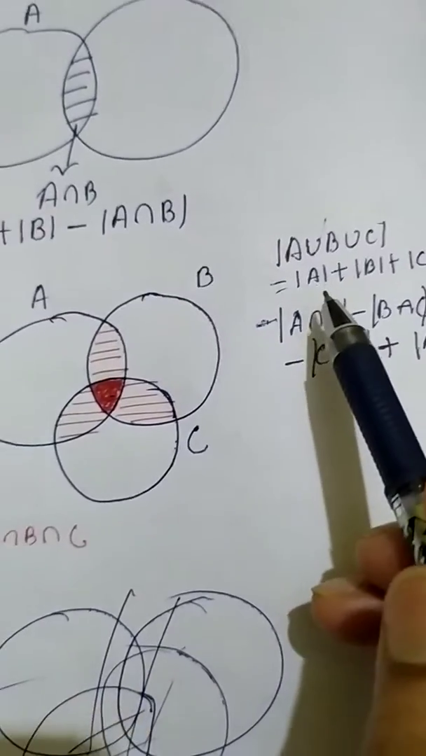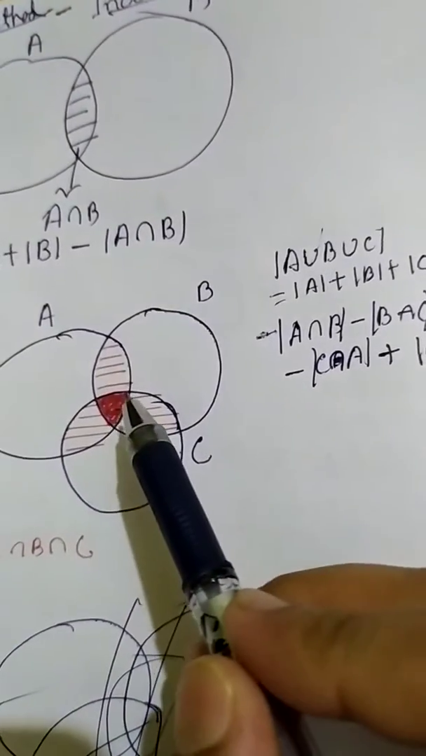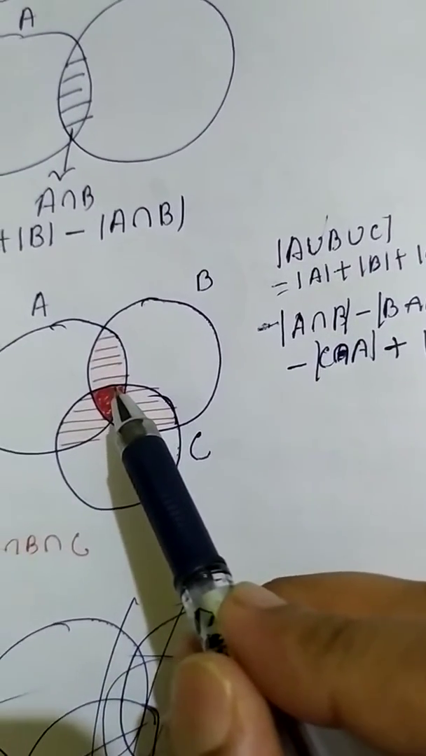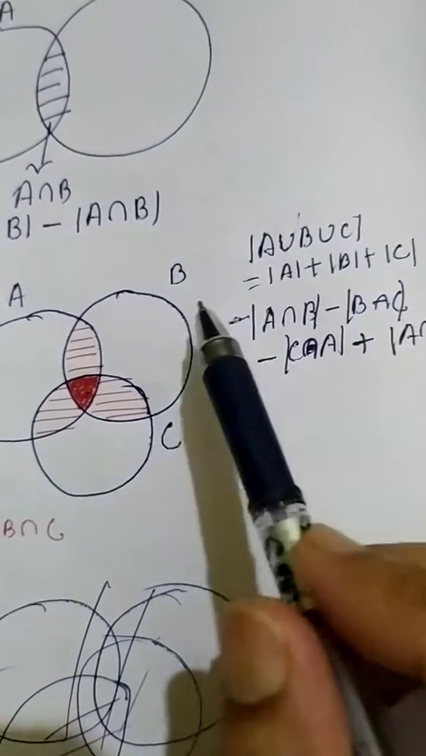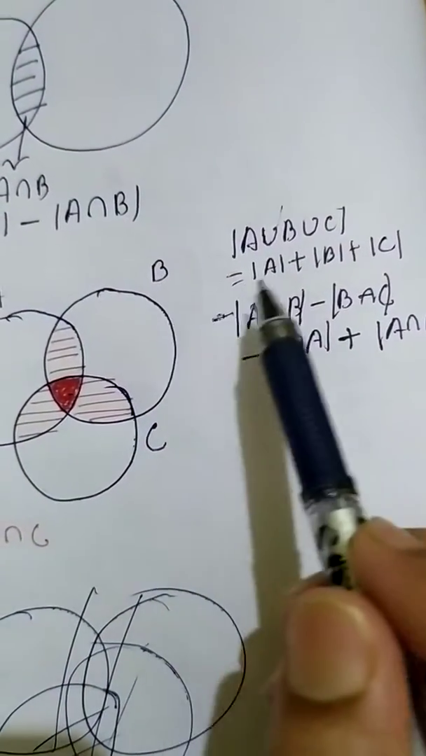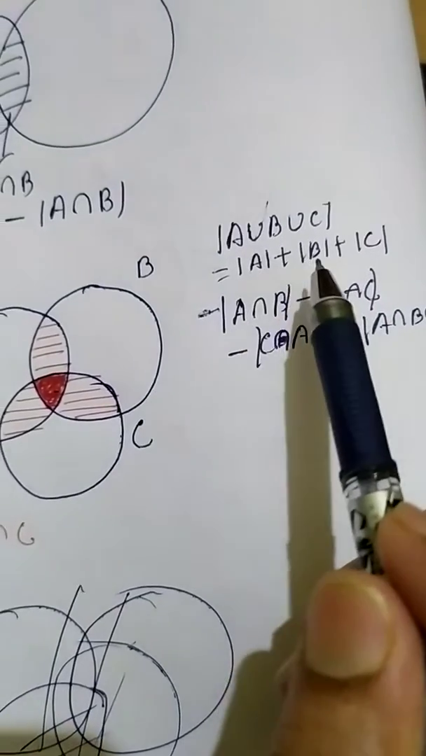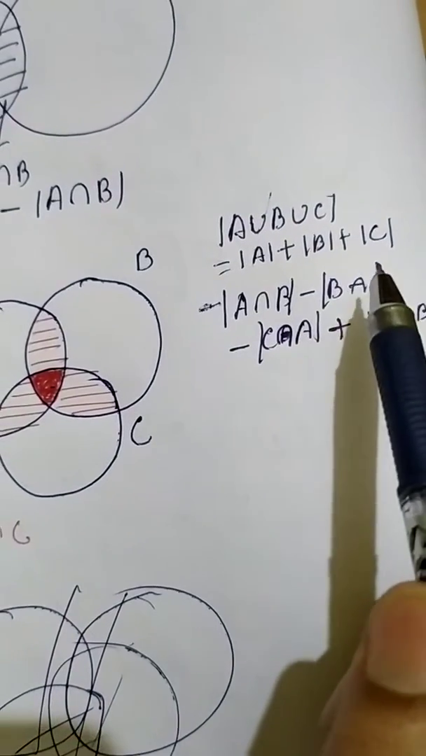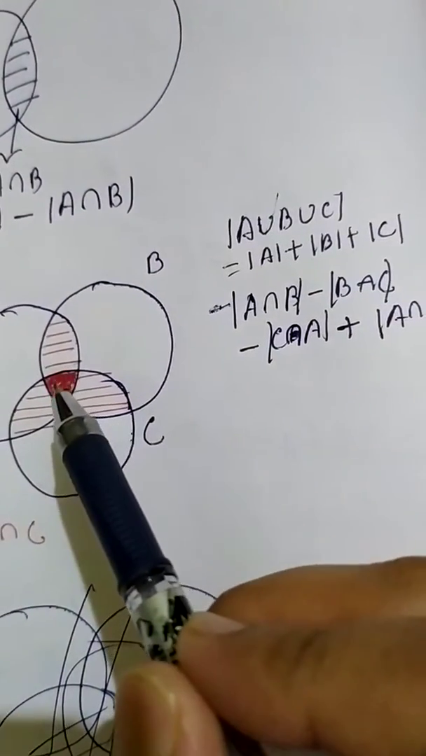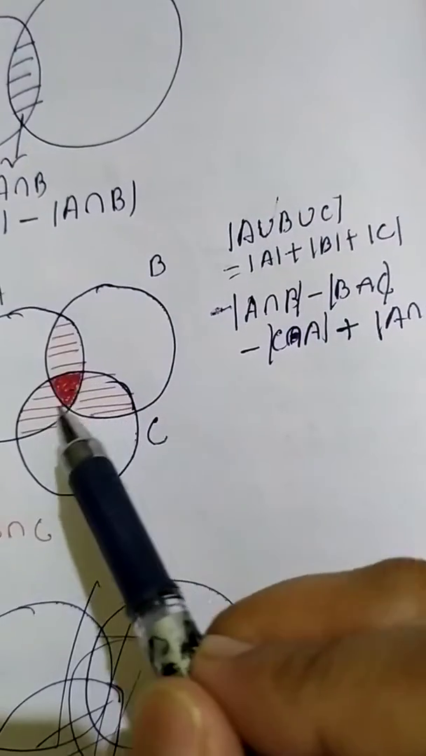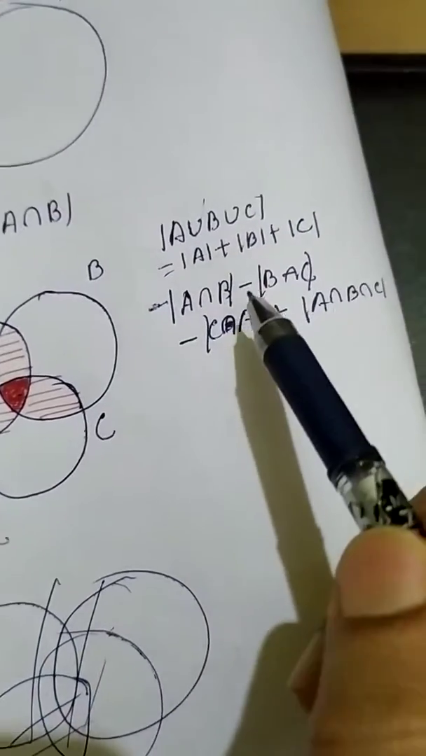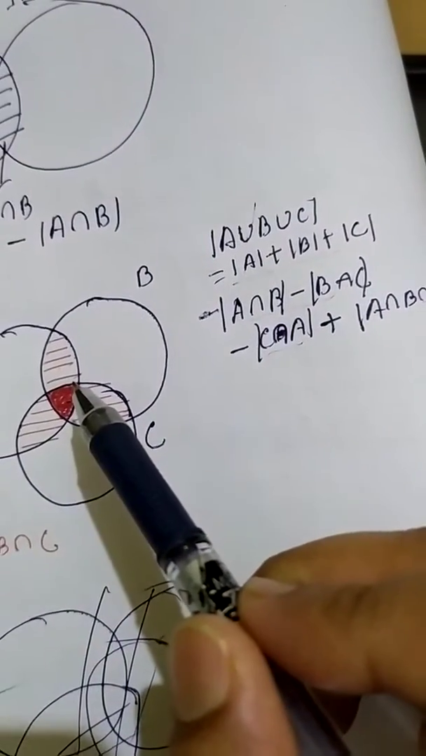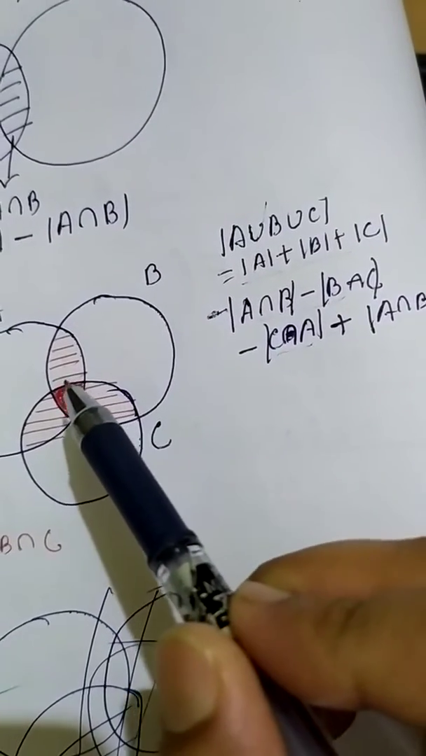When we subtract this A intersection B, this part is also deleted. Similarly, because for BC we counted this part twice, when we delete B intersection C, this part is again deleted. Similarly, C intersection A, this part is deleted. So in this central part, there is no element left. We have not counted the elements of A intersection B intersection C.